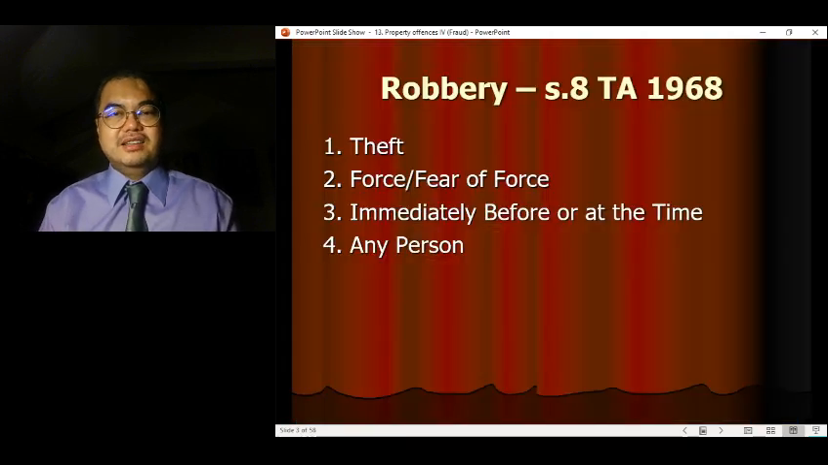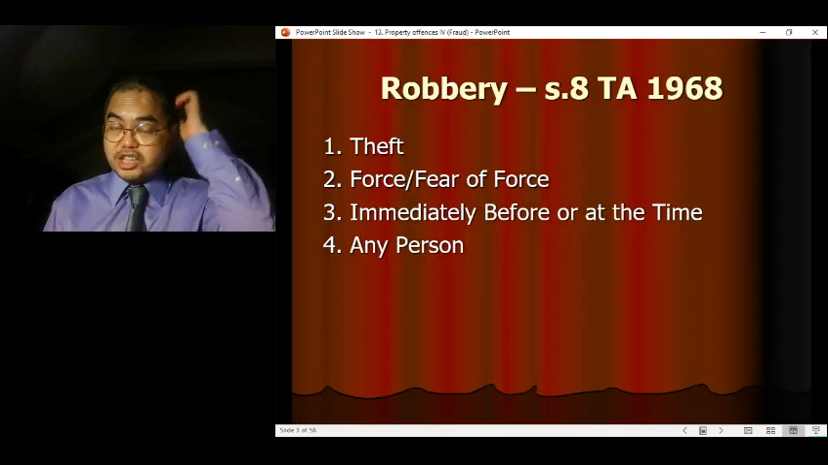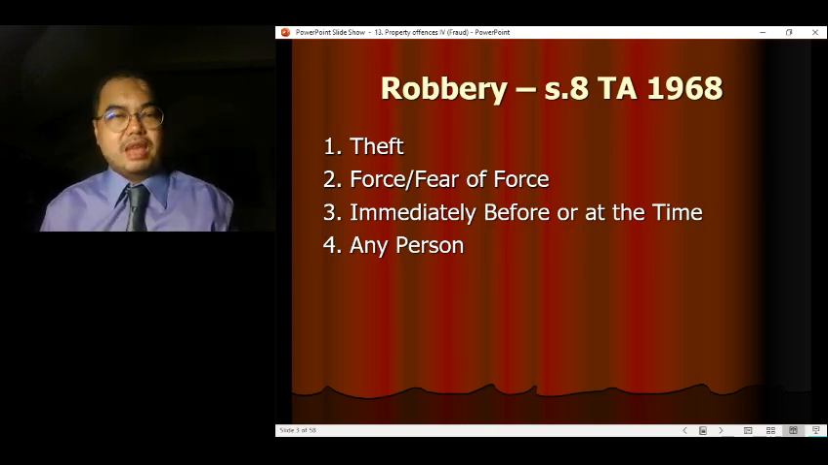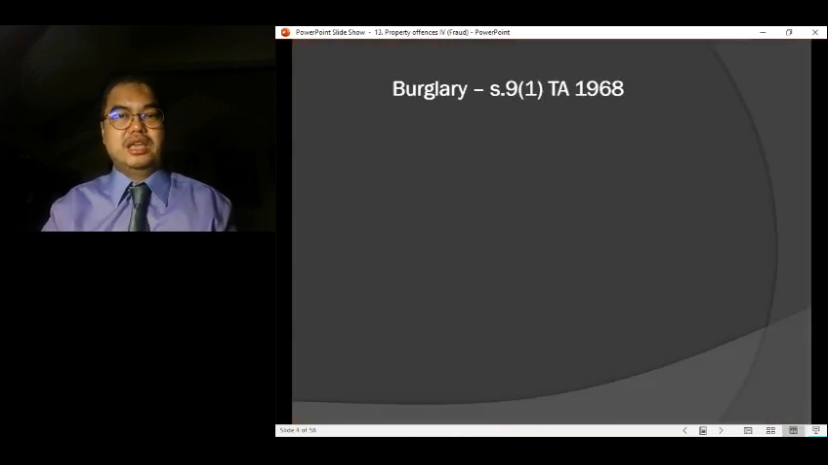Then we covered robbery, section 8 of the Theft Act, where basically robbery is where theft is committed and force was used, or at least an attempt to put the person in fear of force was used immediately before or at the time of the commission of the theft, and it was used on any person. That's section 8 of the Theft Act.